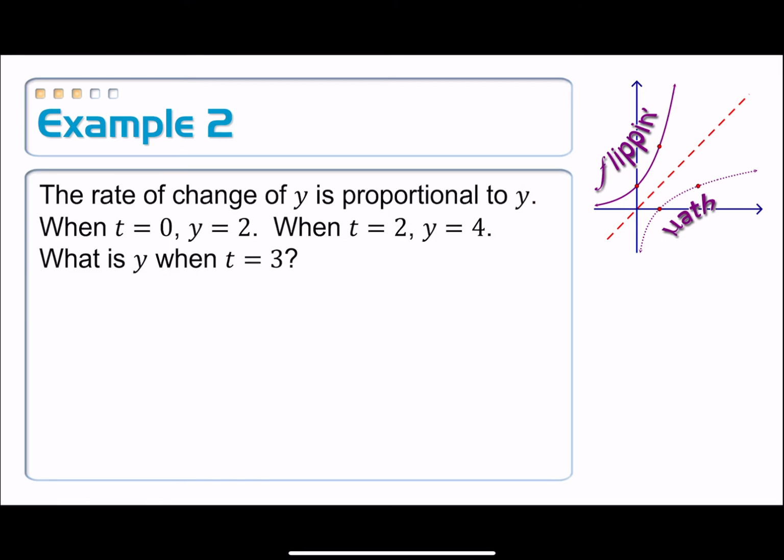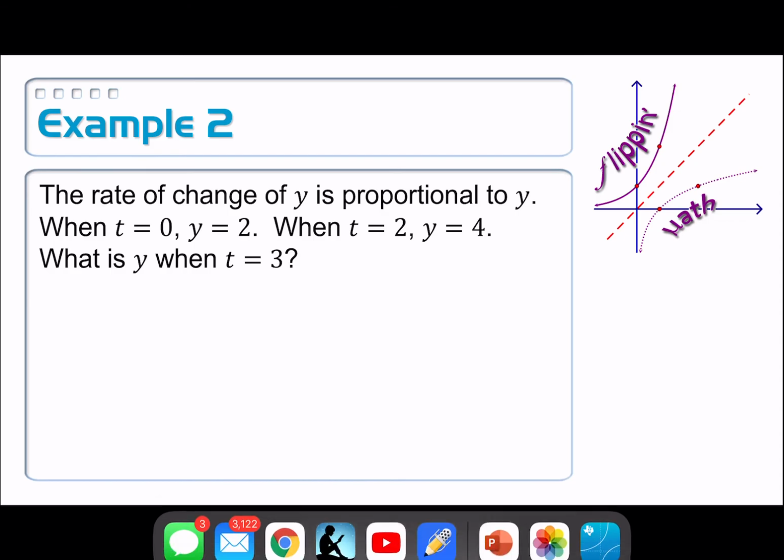The rate of change of y is proportional to y. When t is equal to 0, y is equal to 2. When t is equal to 2, y is equal to 4. The question's asking, what is y when t is equal to 3? This is a typical kind of question. I want to understand that the rate of change of y is directly proportional to y, what that differential equation is going to be, how it's supposed to solve, and then really that's it for the calculus. The rest of the problem turns into algebra.